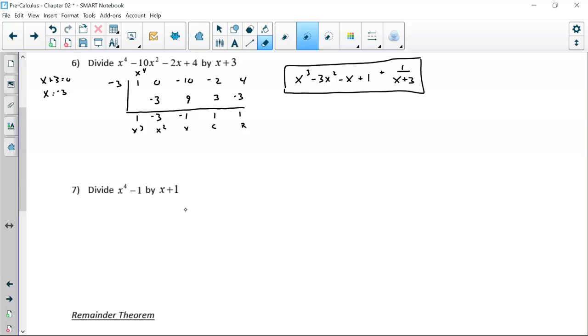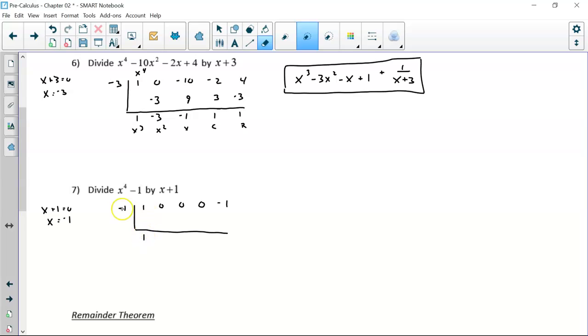Number 7. We're dividing x to the 4th minus 1 by x plus 1. So on the outside, set x plus 1 equals 0. x equals negative 1. Now on the inside, watch your coefficients. For x to the 4th, it's 1, but there's no x cubed, so we need a 0. There's no x squared, we need a 0. There's no x to the 1st, so we need a 0, and there's the constant of negative 1. So we had a lot of zeros to add there.